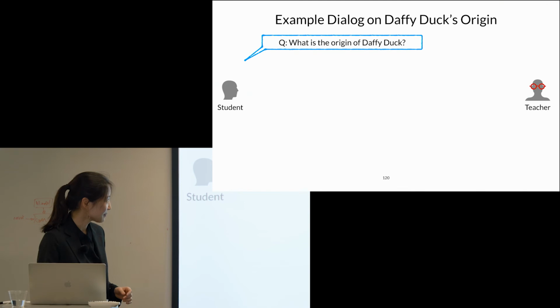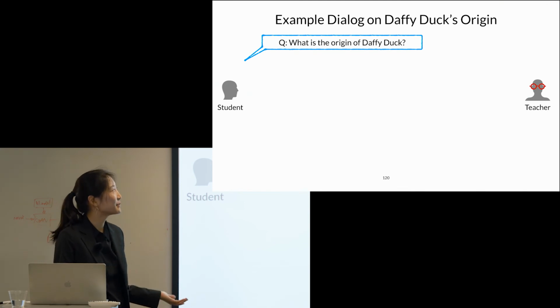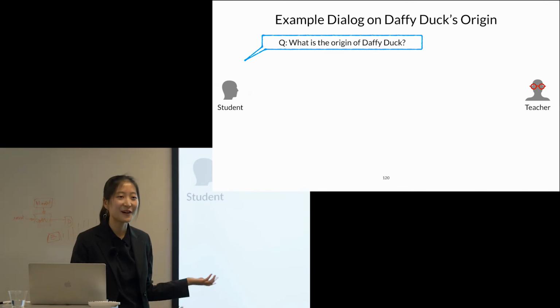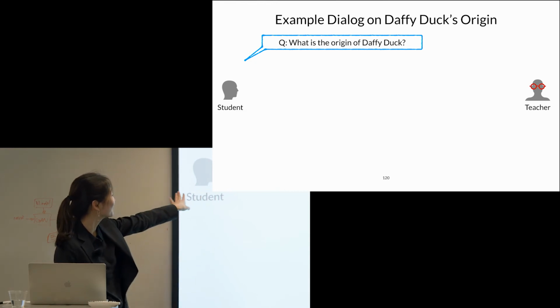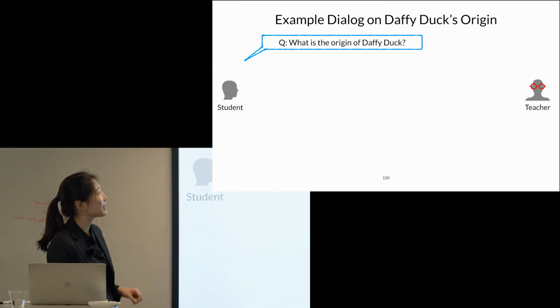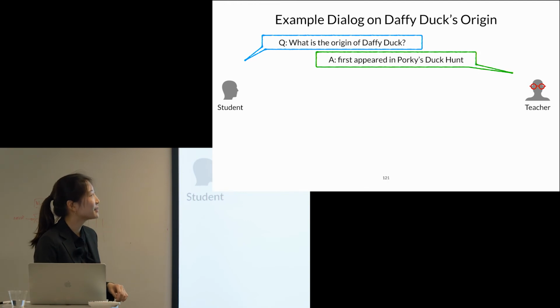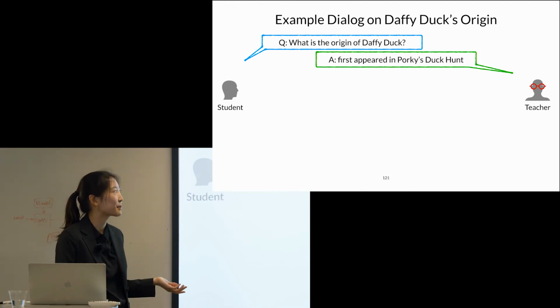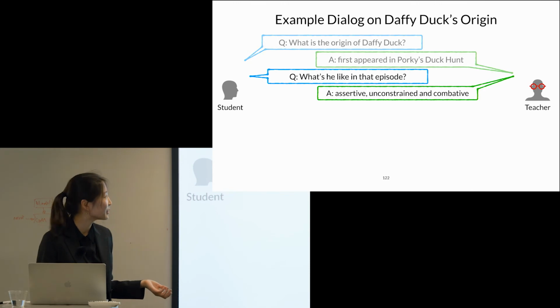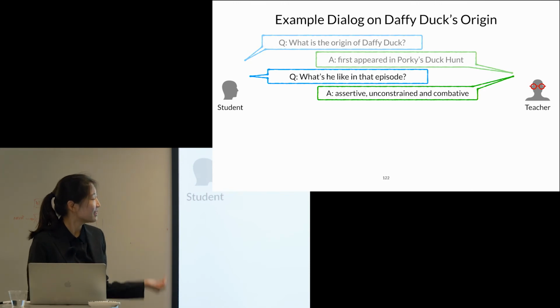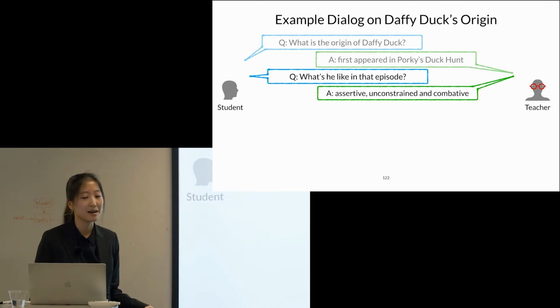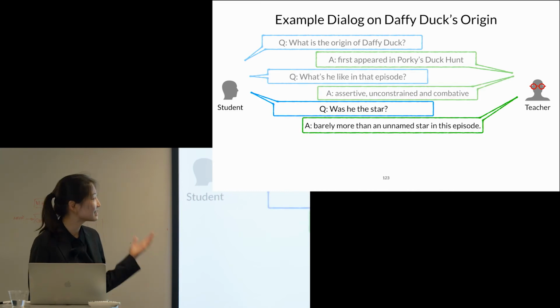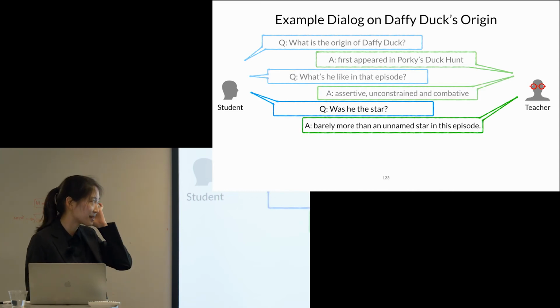Okay. Now I'm going to give you one example dialogue in our dataset. This is about Daffy Duck, the character, and how he came to life. The student, given this topic, asks the question, what is the origin of Daffy Duck? The teacher answers, first appeared in Porky's Duck Hunt. The follow-up question is, what's he like in that episode? The answer: assertive, unconstrained, and combative. Was it a star? Barely more than an unnamed star in this episode.